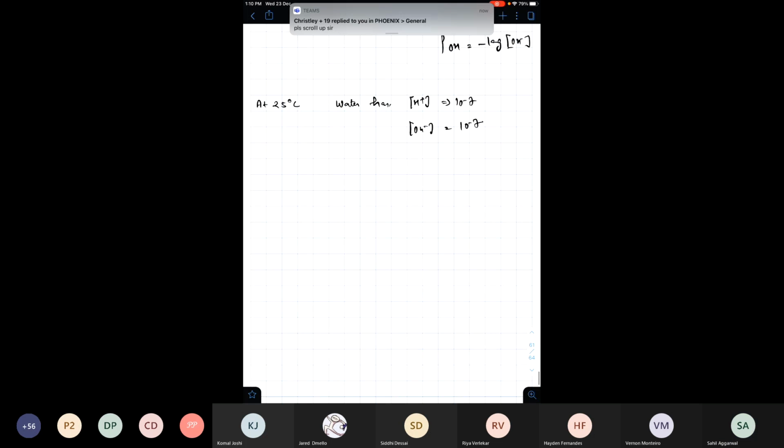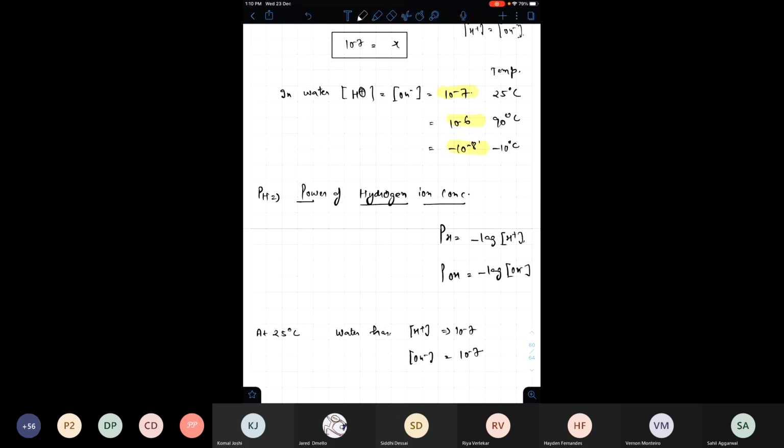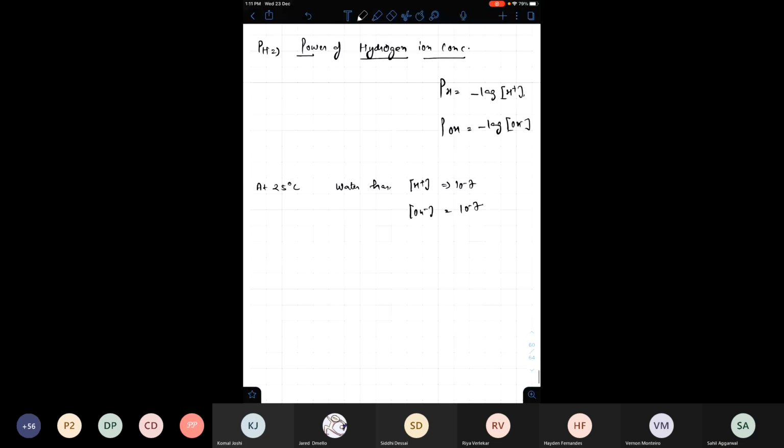So at 25 degrees centigrade, water has H plus and OH minus. It is just a formula. You can say the formula is made like that only, so that the value comes positive. But it is a formula, we have to remember this formula only. Done?